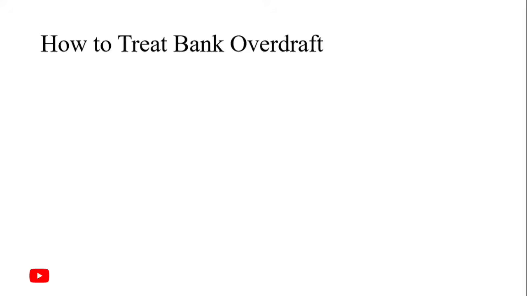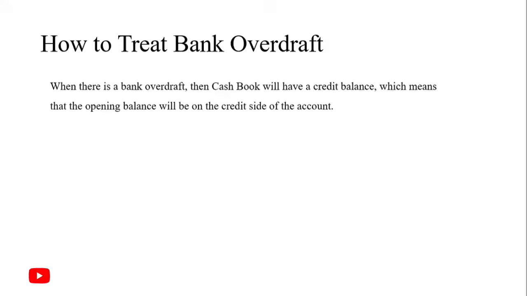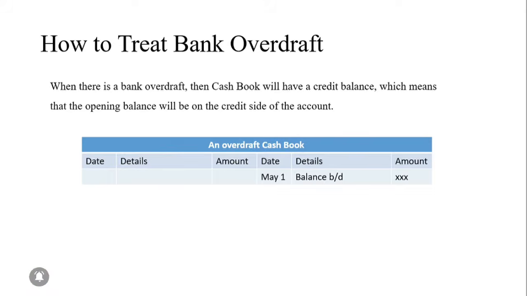However, how do we treat bank overdraft? I'm just going through everything so that you can just get it right off the bat. So when there is a bank overdraft, then the cash book will have a credit balance. And what that means is that the opening balance will be on the credit side of the account. Like in this example, if you realize the opening balance is on the credit side, and this will signify an overdraft on the account.